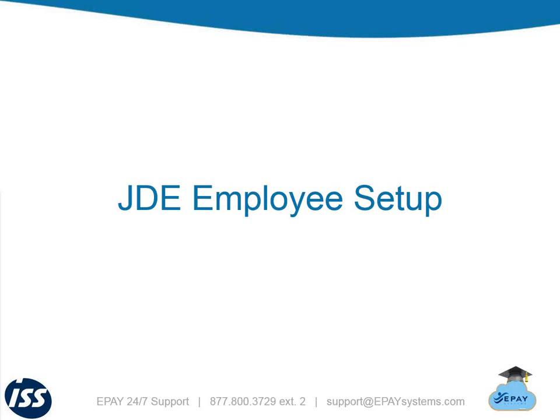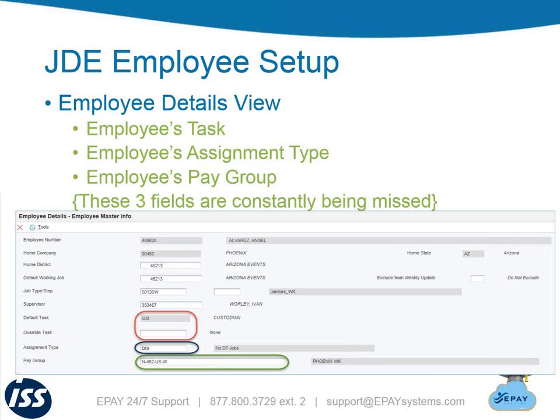One of the key things about the JDE employee setup screen is we have an employee details view. And in that view, we have employee task, employee assignment type, and employee pay group. Those three fields, we're still finding that a lot of them are either being missed, ignored, or wrong information is being keyed into them. So I just want to have a quick discussion on those three fields. For those that don't have JDE access, it's a good understanding point so you understand where that data comes from when you look at it in Blue Force.